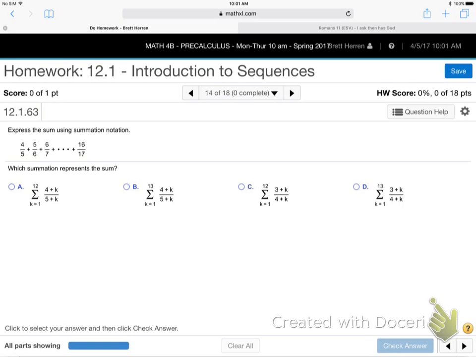All right, well, we'll pick it up on number 14. We're going to finish 12.1 today, start 12.2, and then finish 12.2 tomorrow is the plan. All right, so express the sum using summation.